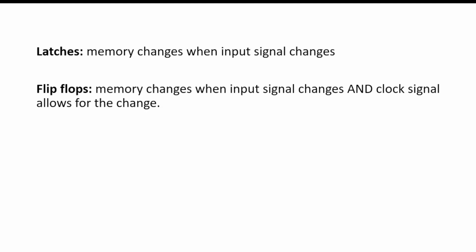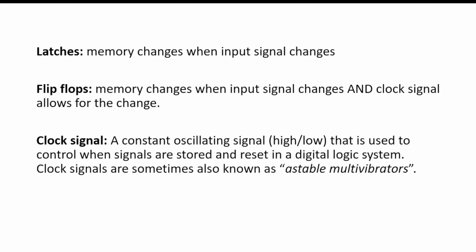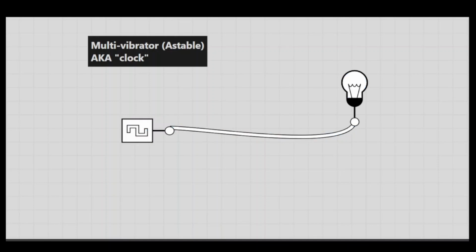Now latches are for memory, they offer memory changes when the input signal changes. Flip-flops, the memory changes when the input signal changes and the clock signal allows for the change. Now what is a clock signal? That's a constant oscillating signal, a high and a low, that is used to control when signals are stored and reset in a digital logic system. Clock signals are sometimes also known as astable multivibrators. So here's an example. That is a clock signal. So this is something that is inherently built into digital logic controllers and programmable logic controllers and computers.